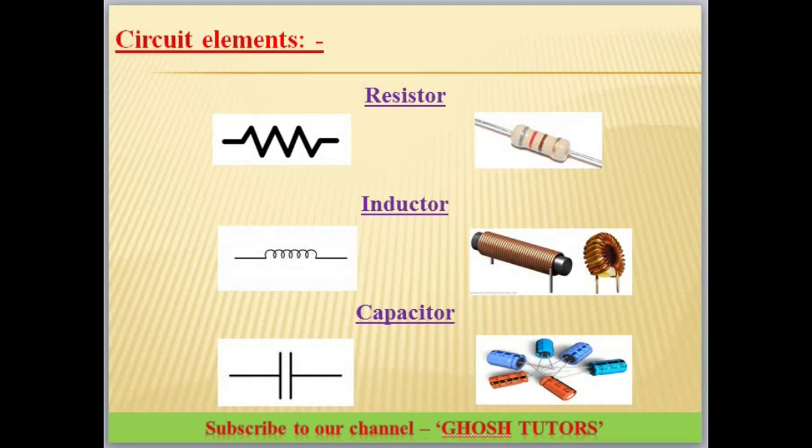So first we will see what are the circuit elements. What are the elements connected in the circuit? First is resistor. You can see how a resistor looks like. A resistor looks like this in the circuit, and practically it will be like this. Similarly, an inductor in the circuit you will see like this coil, and practically the coil can be like this also. Capacitor in the circuit will show like this, and practically it will be like this.